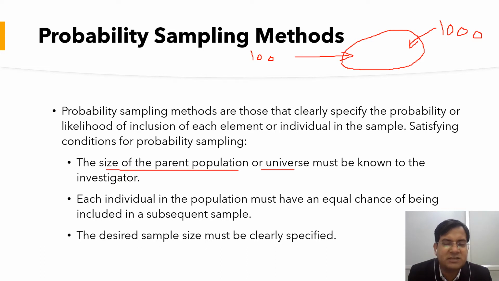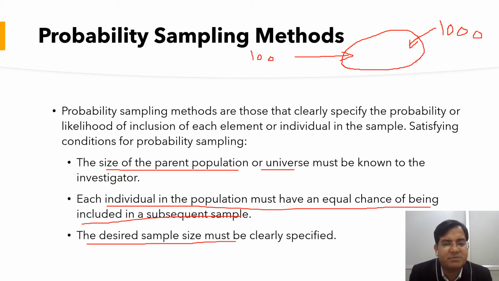So if we are doing research on those 1,000 persons, we know everything related to these 1,000 individuals. We even have the list of these 1,000 individuals' names, and each individual in the population must have an equal chance of being included in the subsequent sample. And the third one is that the desired sample size must be clearly specified.